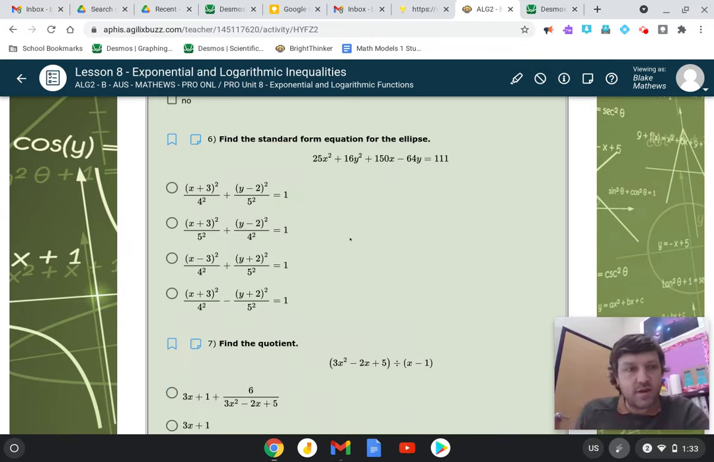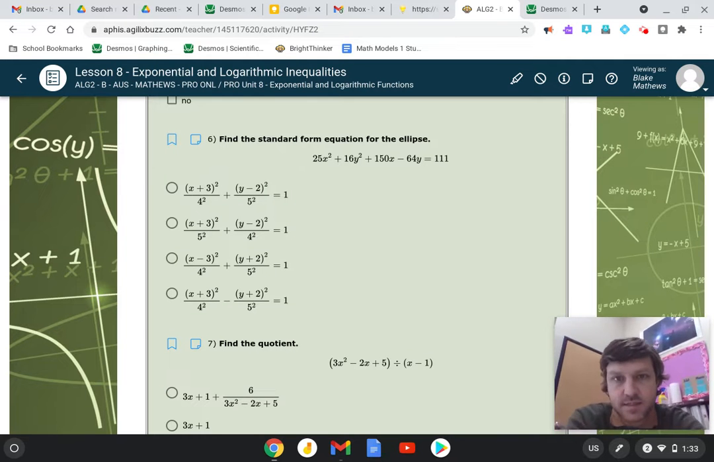Standard form for the ellipse. I'm going to go ahead and just give you this one. We didn't actually go over this lesson. Looking at it, it's going to be this one right here: x plus 3 squared over 5 squared plus y minus 2 squared over 4 squared.